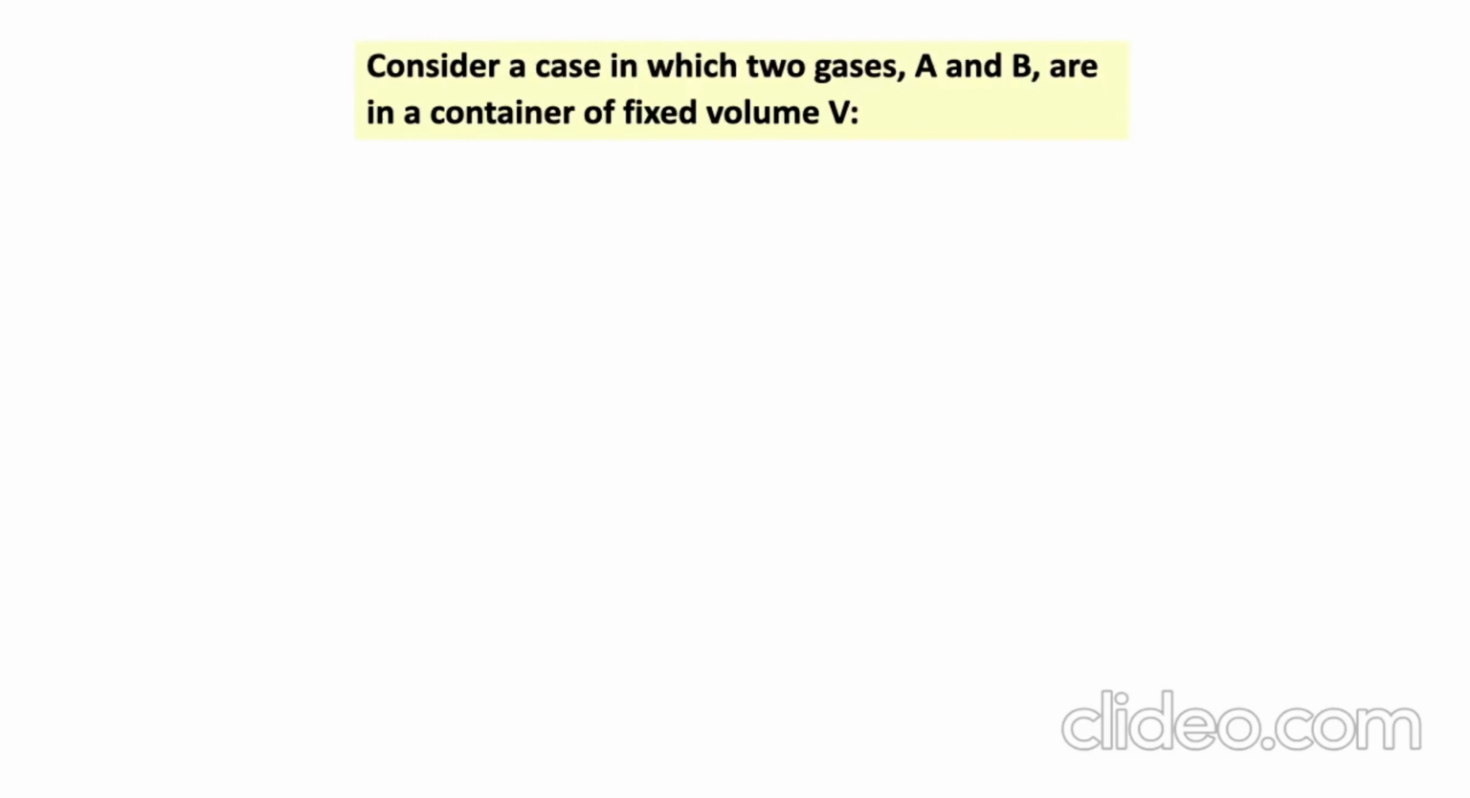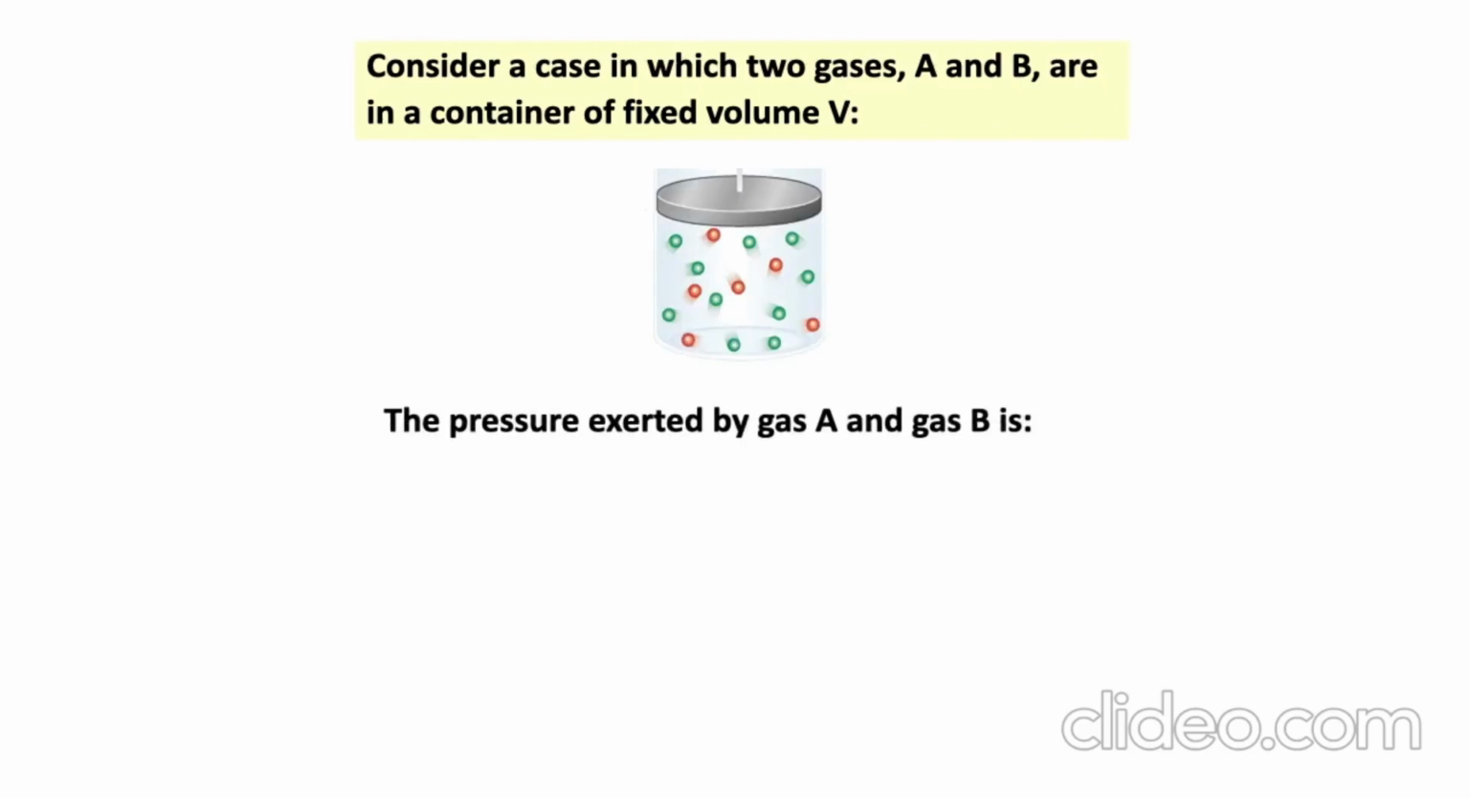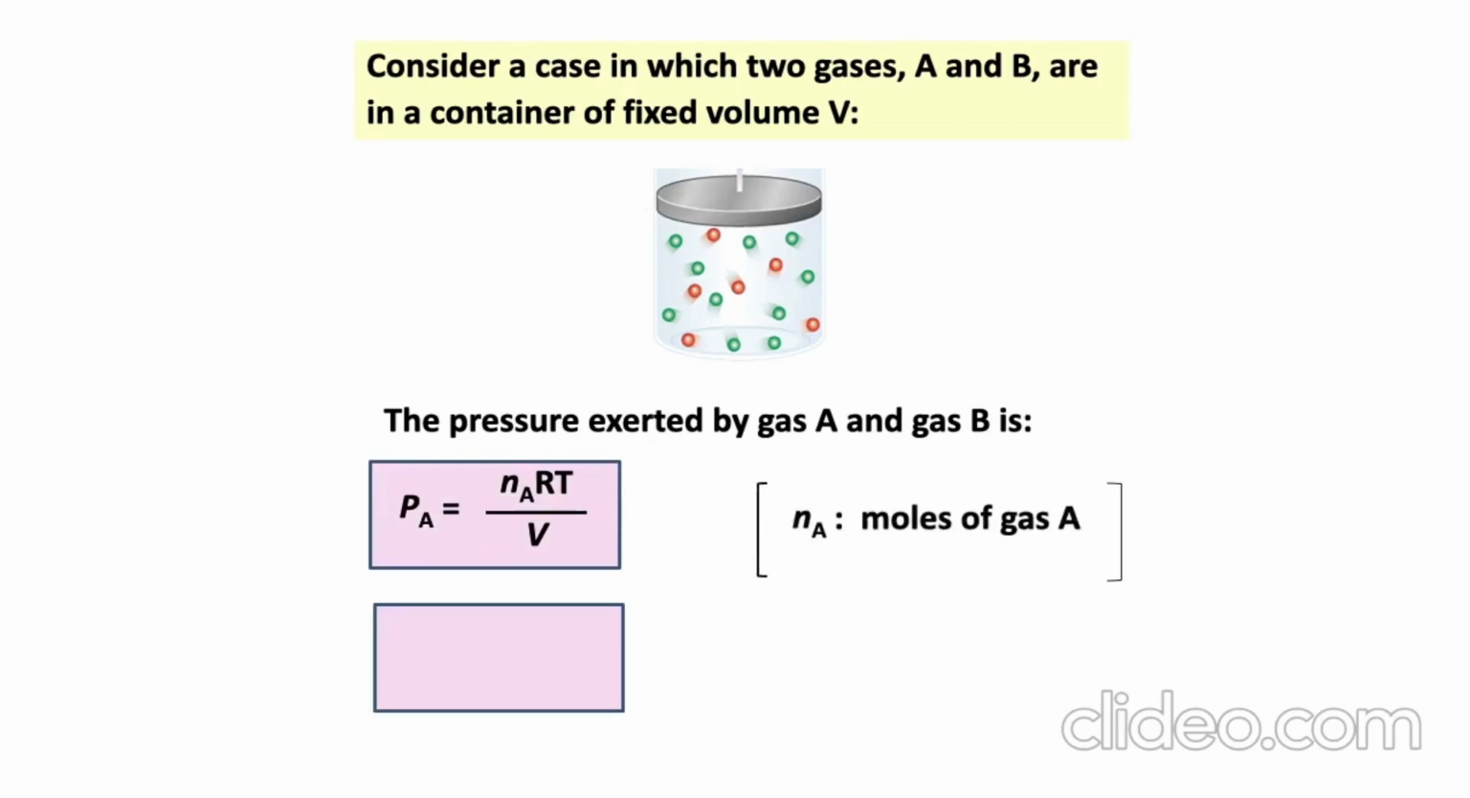Consider a case in which 2 gases, A and B, are in a container of fixed volume. The pressure exerted by gas A and gas B is calculated by using the ideal gas equation. The partial pressure of A equals the moles of A times the gas constant times the temperature, over volume. The same formula is used to calculate the partial pressure of B.